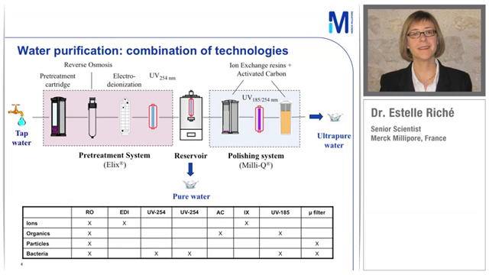It also uses a combination of ion exchange resin, which will remove ions, as its name suggests, as well as activated carbon, which is really efficient at removing organic molecules. So overall, the combination of all those technologies will give you water that is of extremely high quality. Then the last step is usually a filter, a 0.22 micron filter, in order to remove whatever is left of bacteria and particulates.